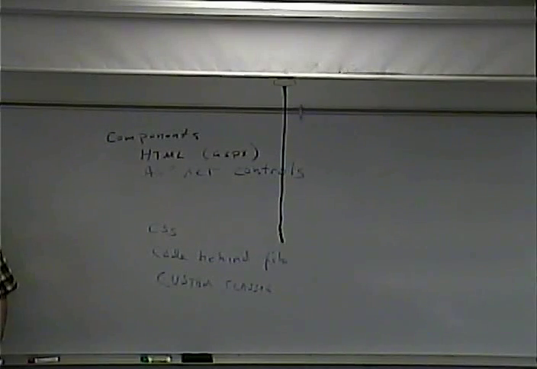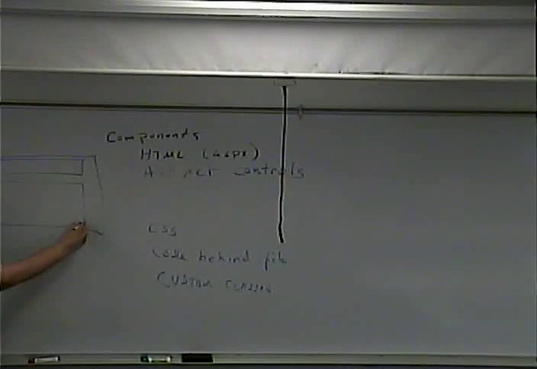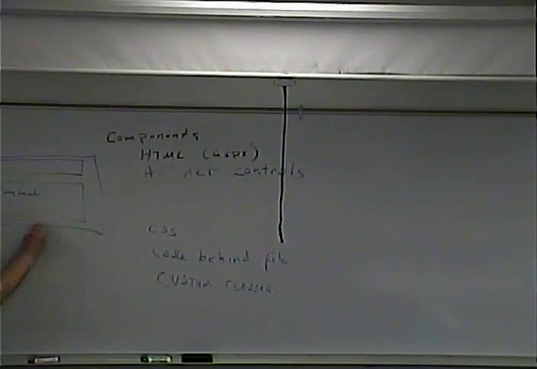What in any of these tools would allow us to have a consistent structure? And what do I mean by a consistent structure? I mean maybe all our pages look like this. We have a header up here. We have navigation over here. We have our content area over here. And we have our footer over here.